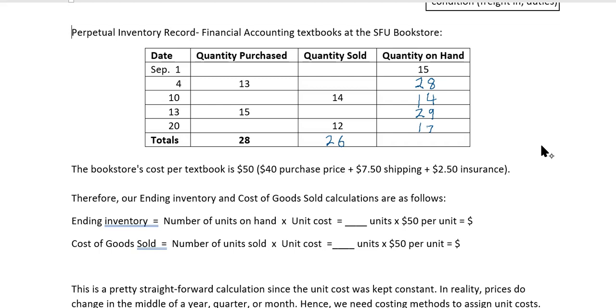And finally, the last column, quantity on hand. This is not a total column. This is rather a tracking column, as I mentioned at the start of this exercise. So you're just pulling down the final number, one box below, to report your ending inventory for the month of September. So we had 17 on September 20th. Nothing else happened. So we still have 17 on September 30th.